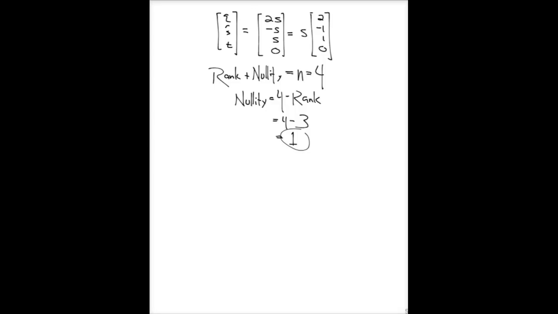Calculated the rank above, when we calculated the dimension for the row space, we found that the row space had dimension 3, so the nullity must be 4 minus 3, or 1. So we had better have found only a single vector in the basis set of the null space, and it's this one right here.